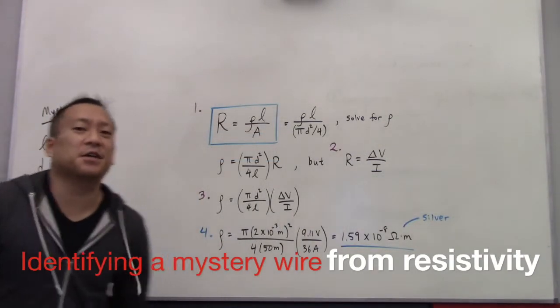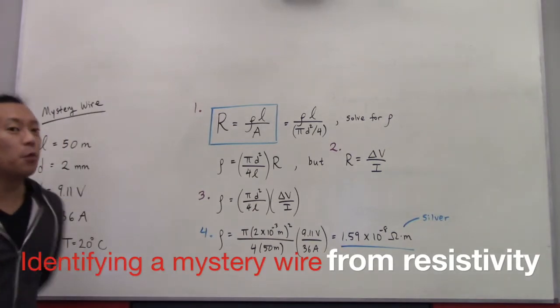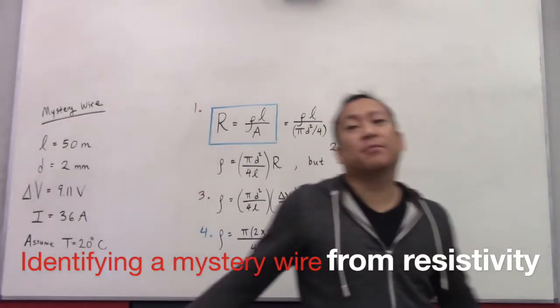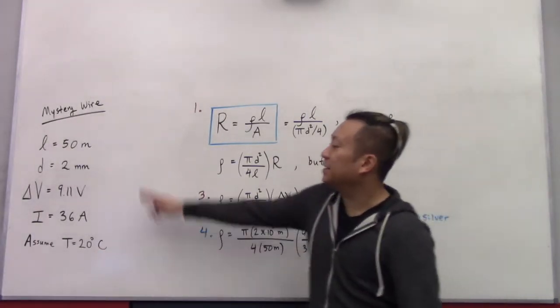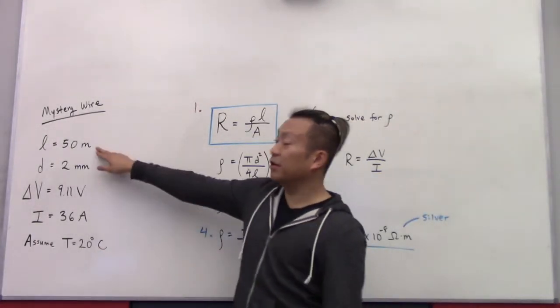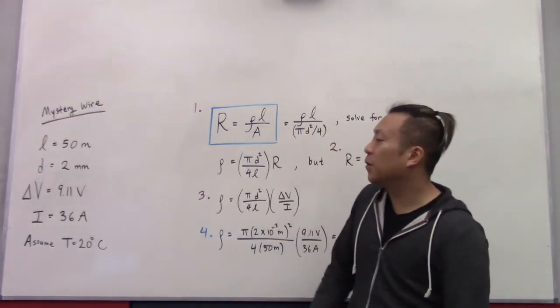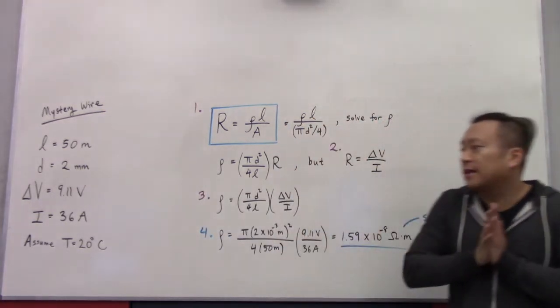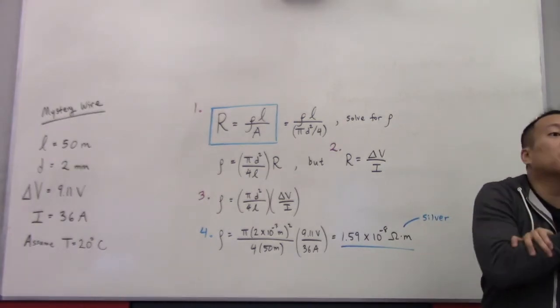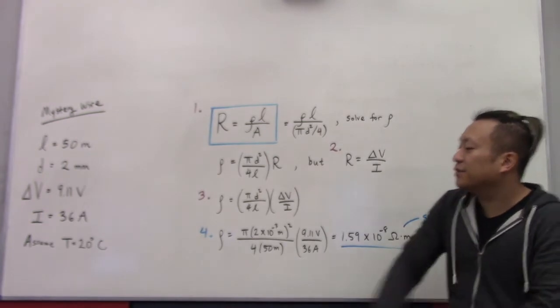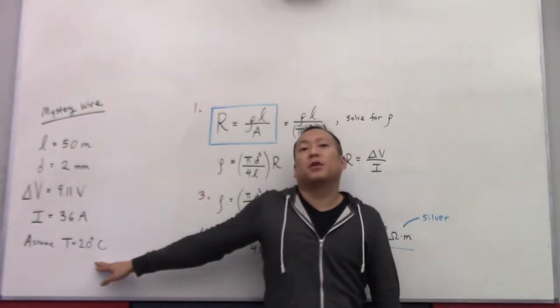All right, guys, here's the next problem about another wire, but this time it's a mystery wire. Before we were talking about aluminum, this time we have some mystery wire. And these are the parameters that they give us. It's a very long wire. It has a diameter of 2 millimeters. The voltage running through this wire is 9.11, and the current running through it is 36 amps. And we're going to assume that the temperature is room temperature, 20 degrees.